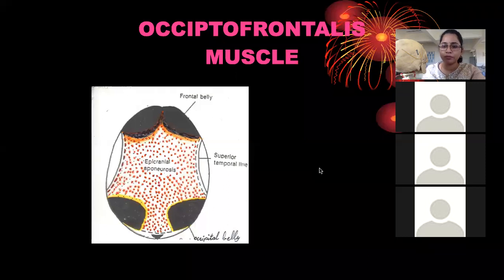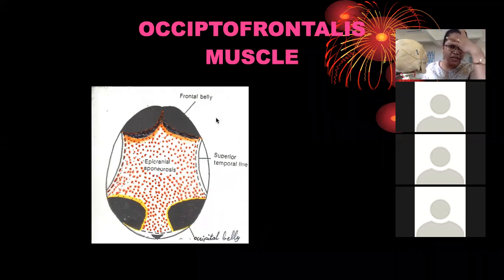Ma'am, can you please repeat the origin of frontal and occipital belly? Origin of frontal bellies: it takes subcutaneous origin, okay? No bony origin. Frontal bellies do not take origin from the bone. They take origin from the skin and subcutaneous tissue covering the superciliary arches.